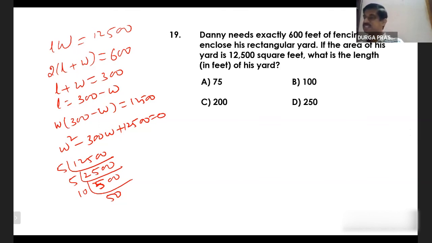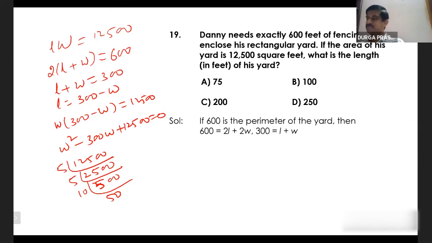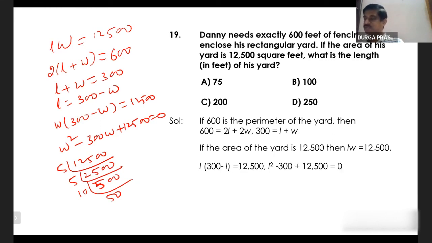Then it needs exactly 600 feet of fencing to enclose it. So the factors you need to find out, or otherwise use minus b plus or minus root of b square minus 4ac by 2a. So we are getting 250 and minus 250 and minus 50. So you are getting length as 250. So I cannot take length as 50, because it becomes shorter than the width. So L is 250. So option D satisfies. Please note it fast.